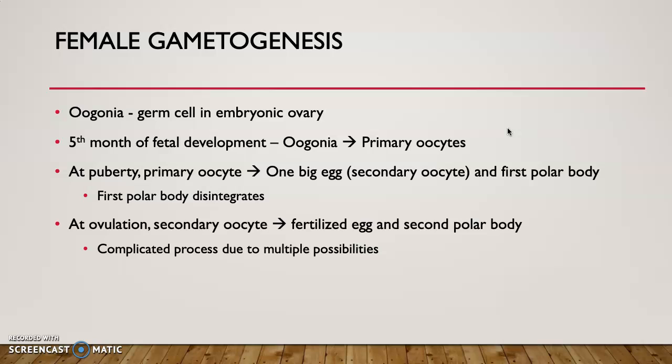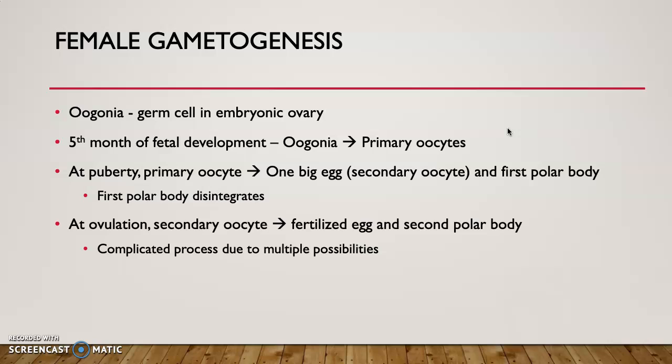The polar body is much smaller in size, but they both contain the same number of chromosomes, which is 46. At ovulation, if the secondary oocyte is chosen, it has many roads it can follow. If it becomes fertilized, if sexual intercourse occurs, you end up with one fertilized egg with 46 chromosomes, one from both the mom and dad. And there is a second polar body, which disintegrates just like the first polar body.